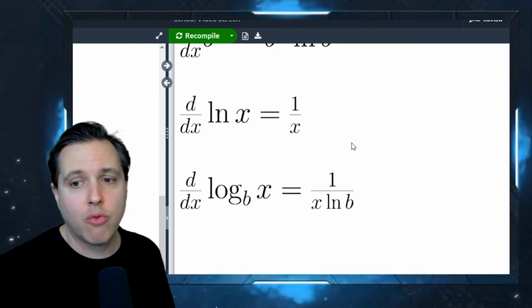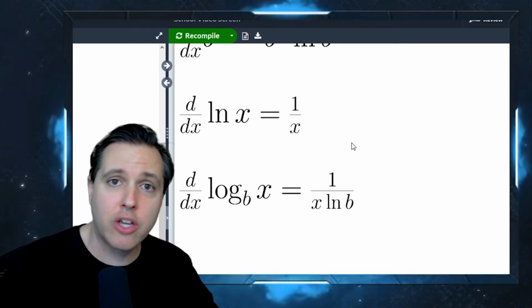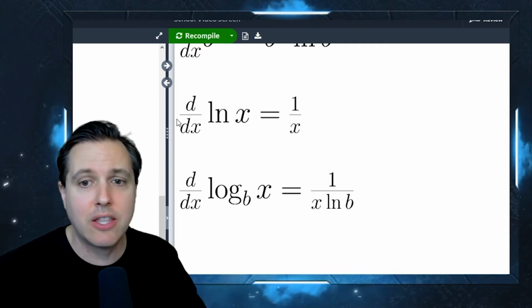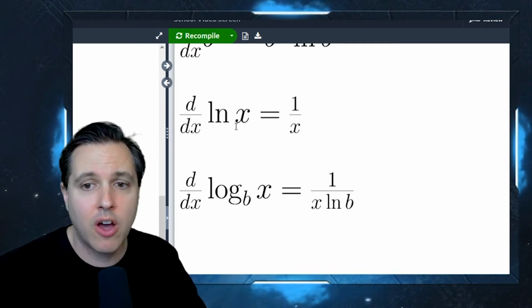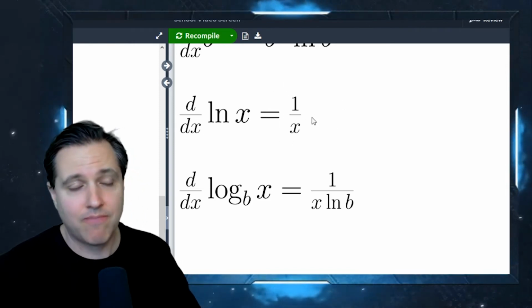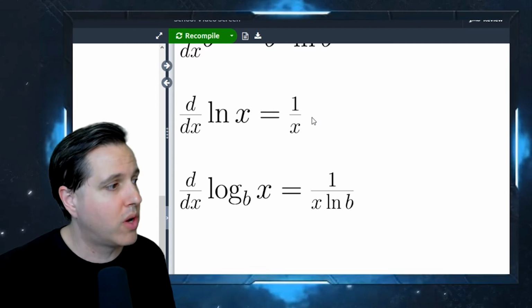Then you have your logarithms. And if you look, the derivative for a logarithm is pretty easy too. So d dx, that means we're taking the derivative with respect to x of natural log of x, and the derivative is 1 over x. Okay, so pretty straightforward one to go through and do.